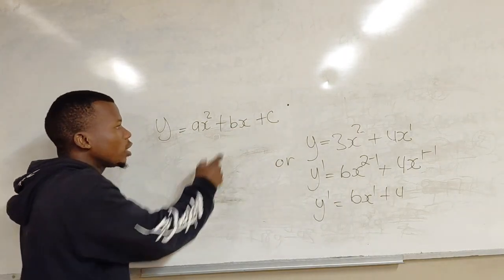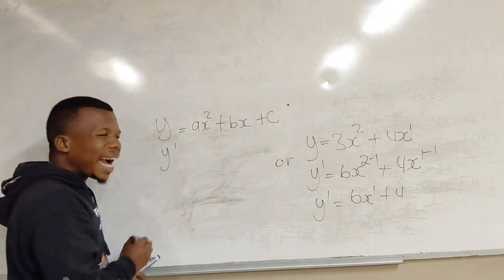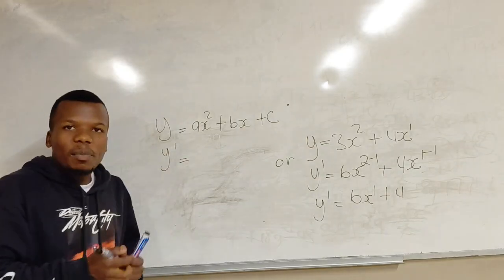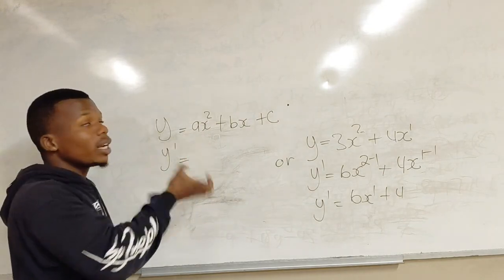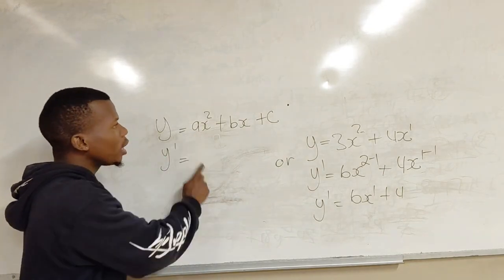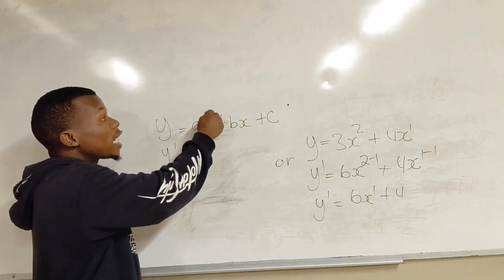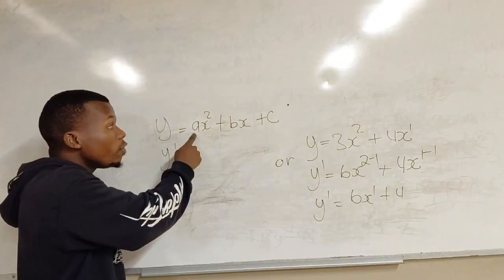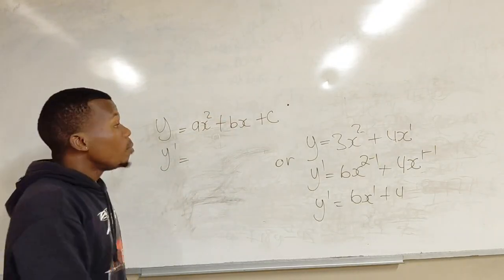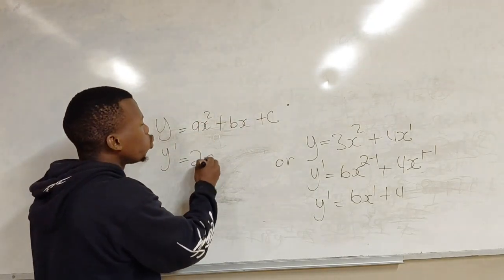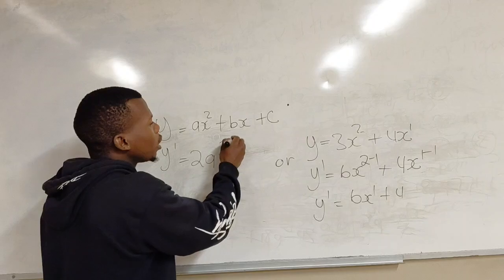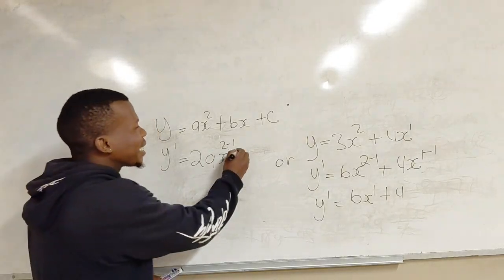Now if I derive this equation, I'm going to say y prime is equal to, remember, I must say exponent multiplied by coefficient and exponent minus 1. In this component, what is the exponent? The exponent is 2. What is the coefficient? The coefficient is a. Meaning I will say 2 multiplied by a, which is 2a. X to the power of 2 minus 1.